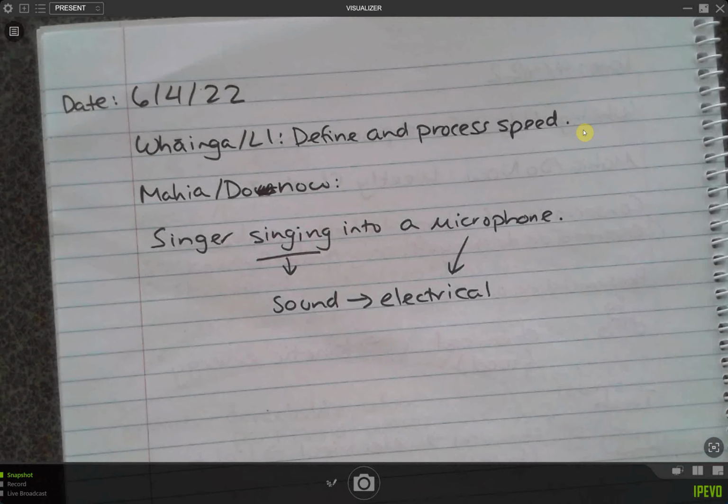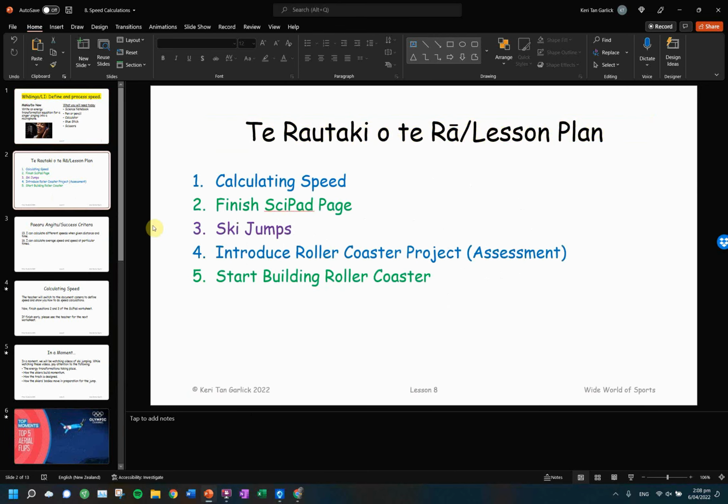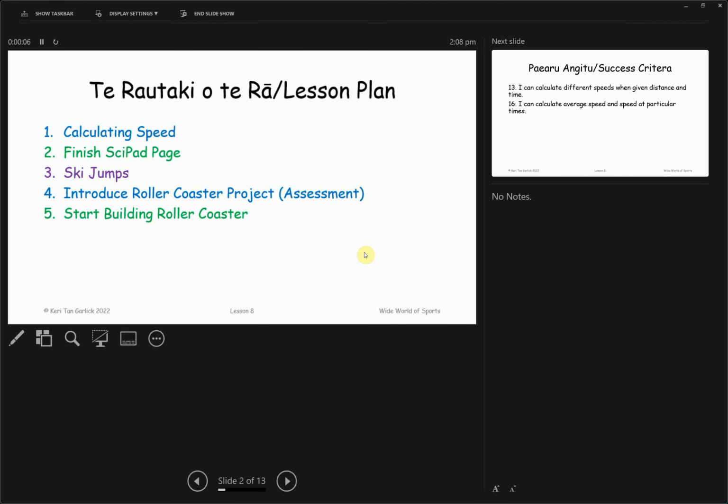Yes? Okay. So, what we need to think about is our lesson plan for today and what speed is and how we calculate it. You guys will have a chance to practice that. Then I will show you some videos on ski jumps, and we'll look at the setup of that ski jump, because that ski jump will tie into your roller coaster project, which is how we're going to assess you for the wide world of sports.